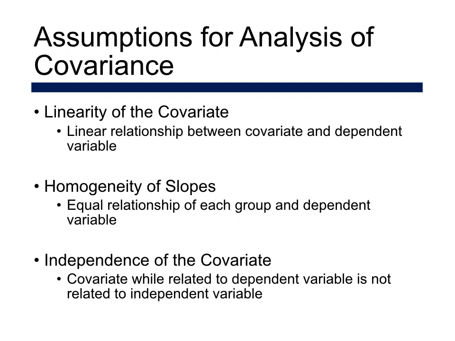Independence of the covariate means that the covariate must be related to the dependent variable, but must be independent of the other independent variables. So it can't follow the same relationship.